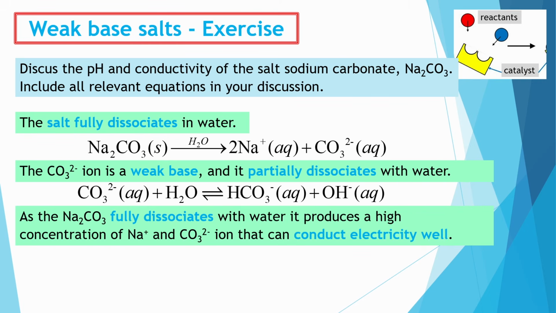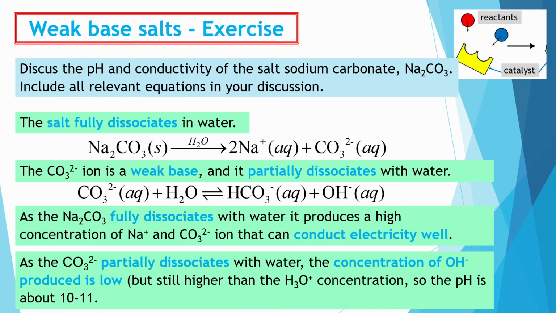As sodium carbonate fully dissociates in water, it produces a high concentration of sodium and carbonate ions, so it will conduct electricity well. That's the first thing we need to talk about. The second thing: as the carbonate ion is a weak base and partially dissociates with water, the concentration of OH- is low, but still higher than the H3O+ concentration, so the pH is about 10 to 11. It's important to put that wee caveat there, that it's still higher than the H3O+, but low compared to what a strong base is. So that would be a good explanation of the pH and the conductivity of a weak base salt.